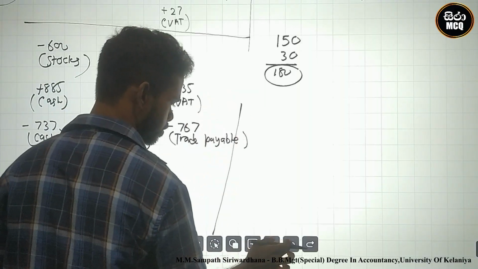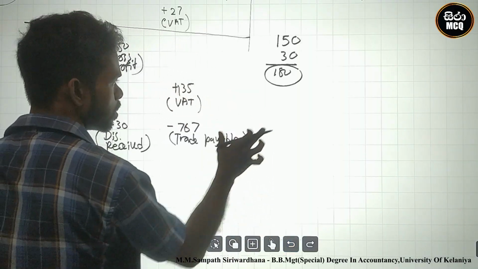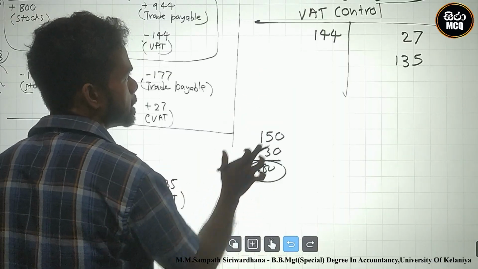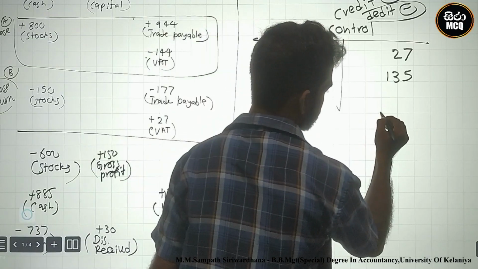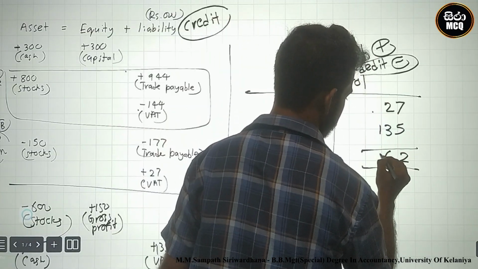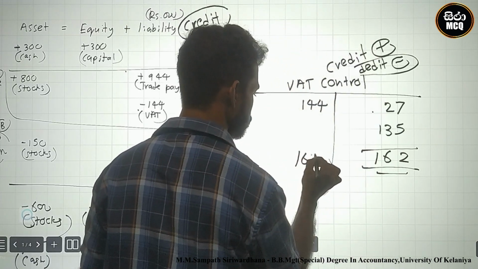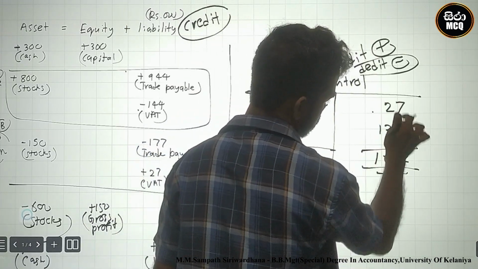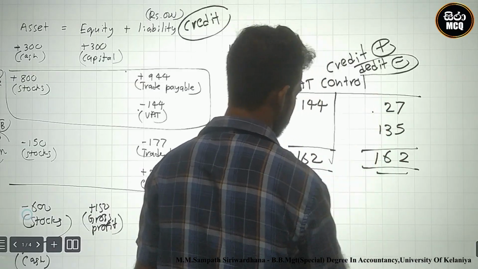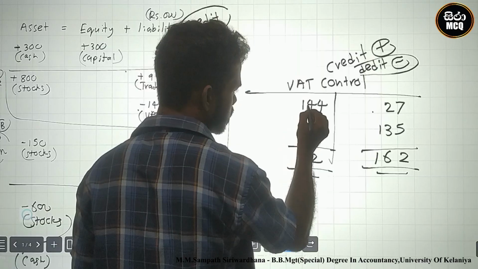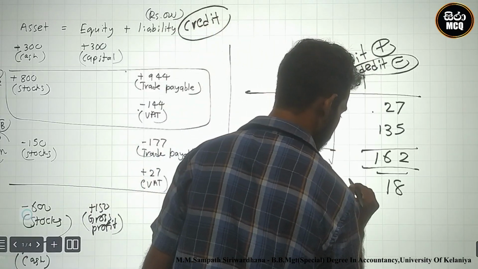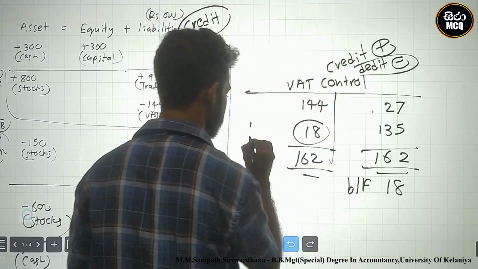Okay, balance sheet. The VAT control should be balanced. The figures are 12, 6, 1, 1, 6, 2. Okay, this is the balance: 18, 5, 1, 6. Balance forward. Balance carried down.